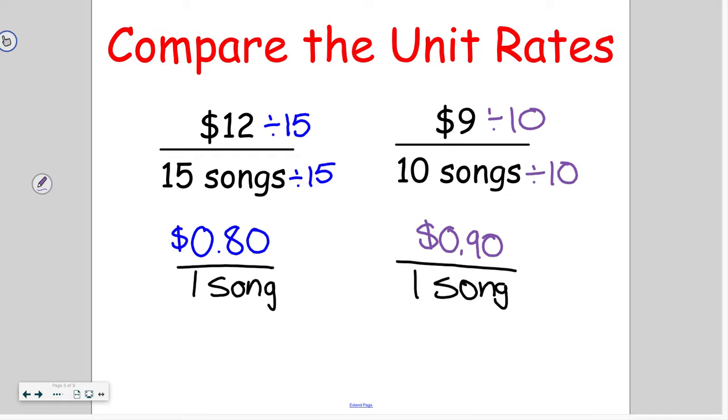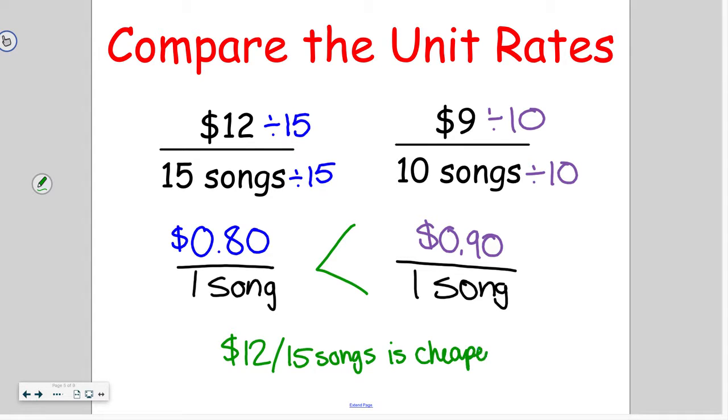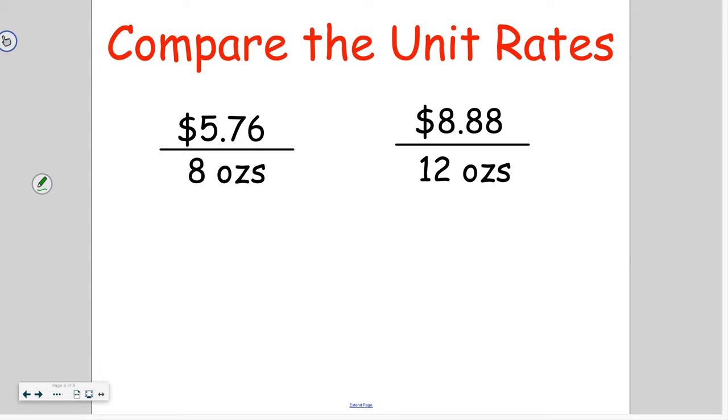When we are asked to compare, that goes back to what we talked about in Chapter 5. It's either greater than, less than, greater than or equal to, less than or equal to, or just equal to. If we are comparing these prices, we see that 80 cents per song is less than 90 cents per song. So 12 songs for $12 is cheaper, or a better deal, however you want to phrase that. Go ahead, pause the video, try this on your own, start it up to check your answer.